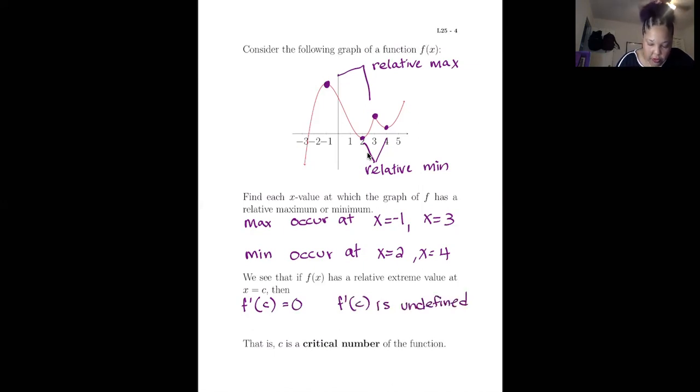And we know those are our critical numbers. All right, now we have a theorem. It's called the first derivative test. This is a test to decide if it's a relative max or a relative min without having to look at the graph.